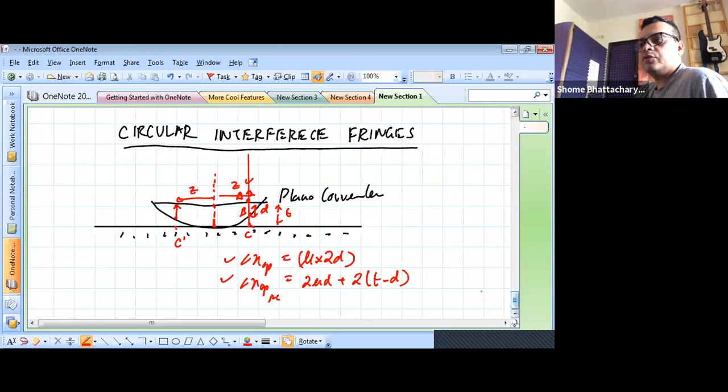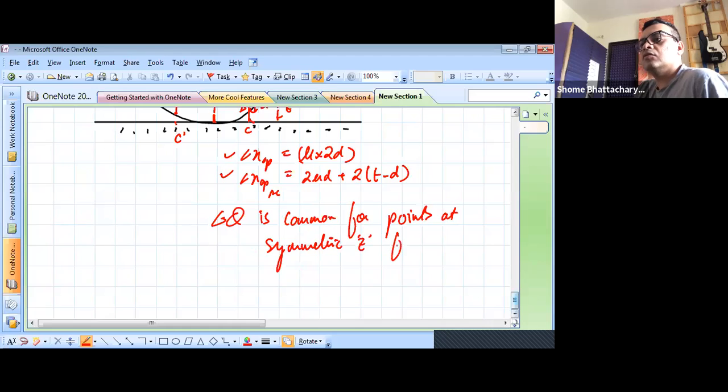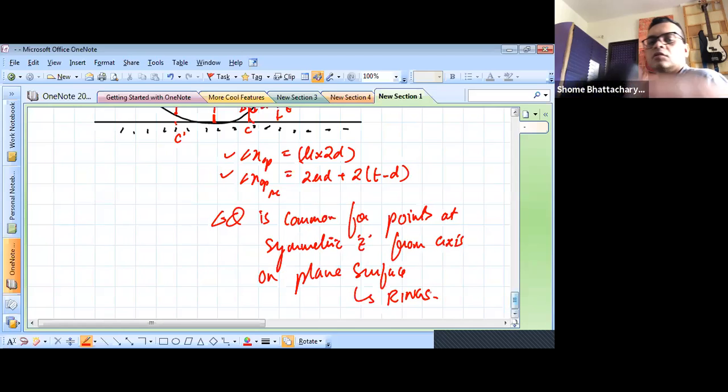So therefore your phase difference delta phi is common for points at symmetric distance Z from the axis on the plane surface. So that is why that forms nothing but rings. Okay, so that is why the pattern of the interference that we will see will be rings.